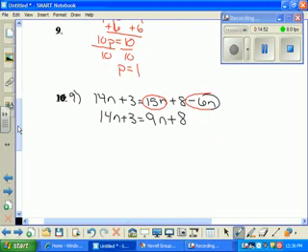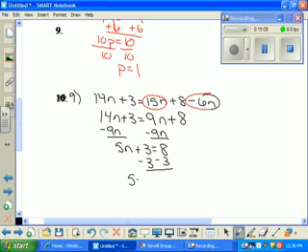Now we have to get all of our variables to one side. What side do you want to bring all the variables to? Left. So how am I going to bring 9n over? Subtract 9n from 14n. So we get 5n plus 3 equals 8. Last step. Subtract 3. So 5n equals 5. Then you divide by 5. n equals 1 again.